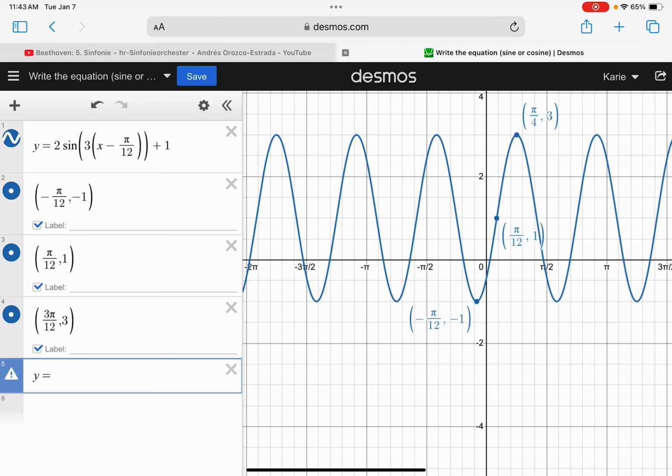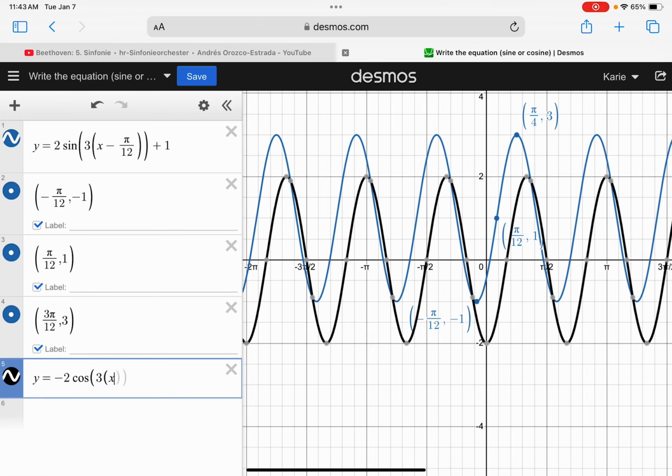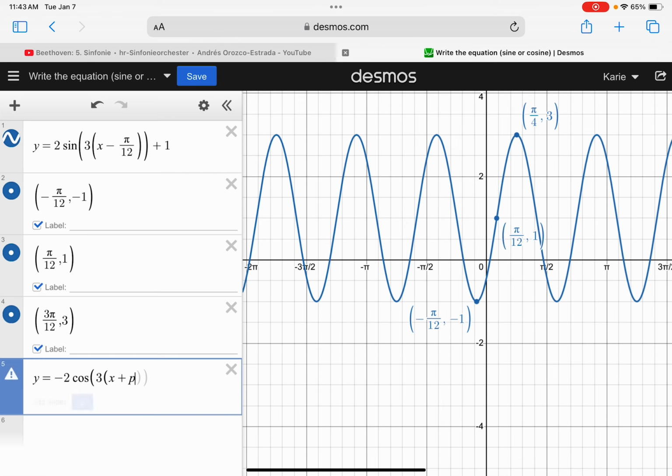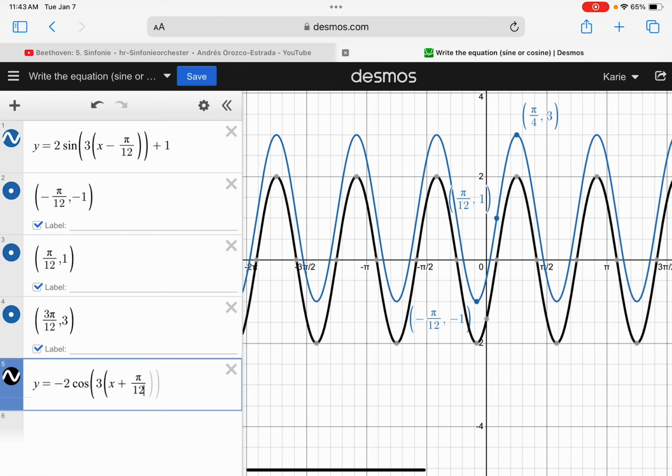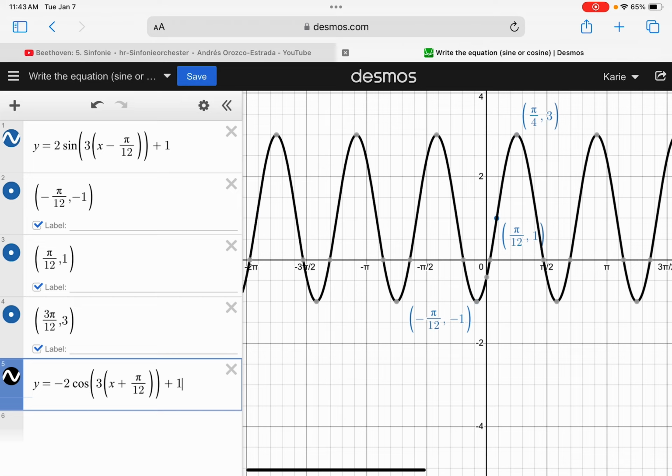Ah, look at that. Okay, so I did a -2. This is way better. Oh, okay, how fortuitous. 3 times x, and now we went plus pi. I just typed in pi, and then over 12. I should have done this all along. Look at this, you guys. Okay, and then what did I say? +1, and they match. Okay, so there you go. You can come up with extra equations.